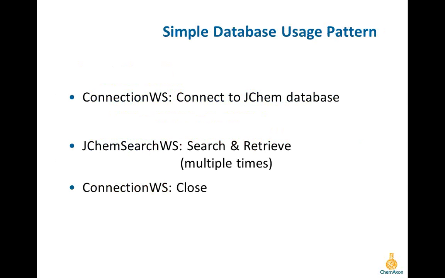If you want to connect to a database in Python with the old web services, you have to use two services actually. The first is a connection web service, which gives you a connection ID if you send to the server the database parameters and user parameters and so on. And with this connection ID, you can search and retrieve data from the database. And when you finish all the operations, you can close this connection.